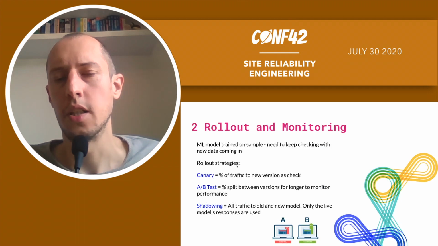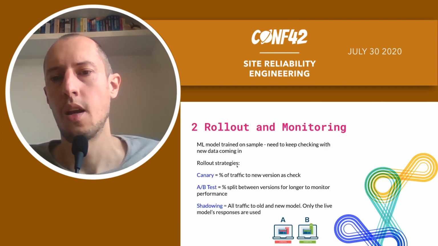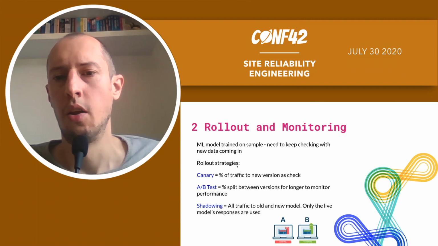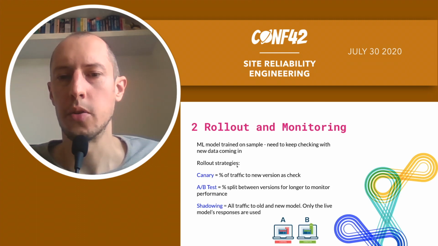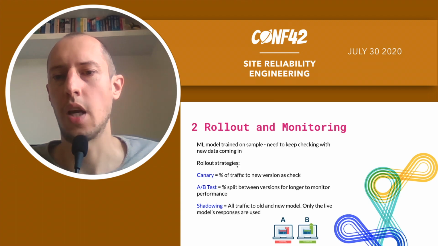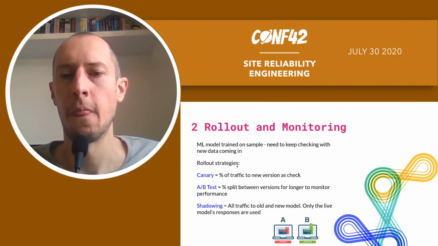The serving stage links into rollout and monitoring. I've talked a little bit already about A/B testing as a rollout strategy. With that strategy, the traffic during the rollout is split between different versions, and you monitor that over a period of time until you've got enough data to be able to decide which is best.